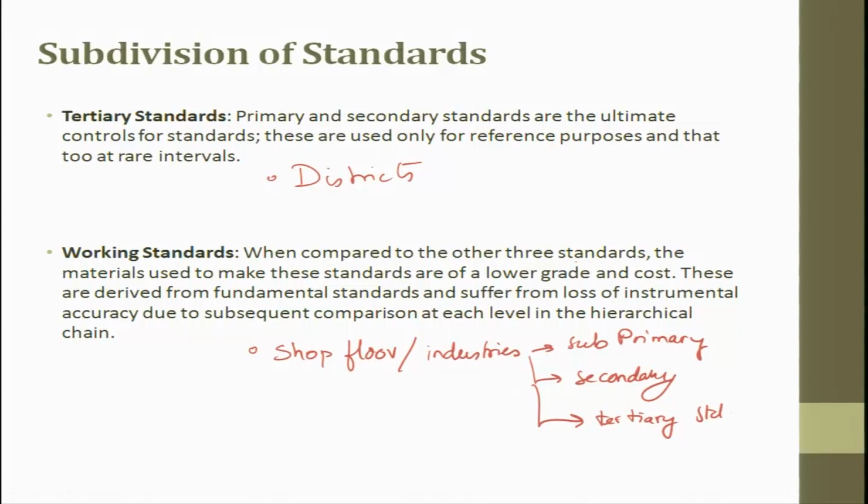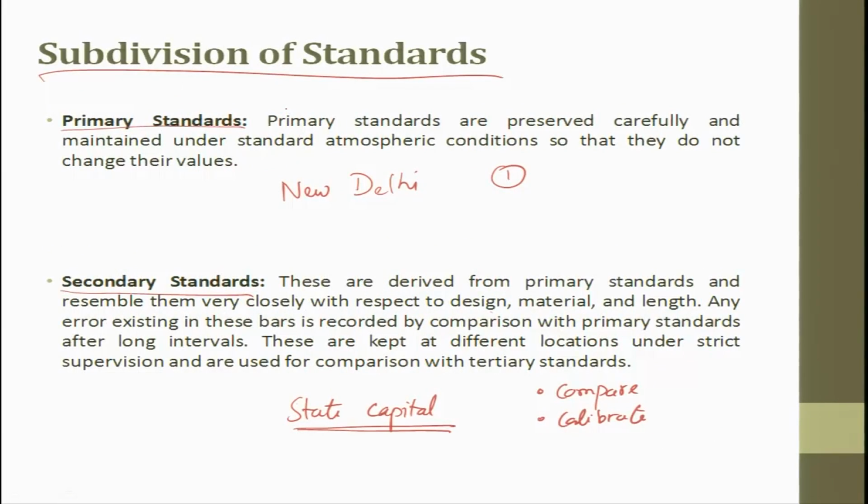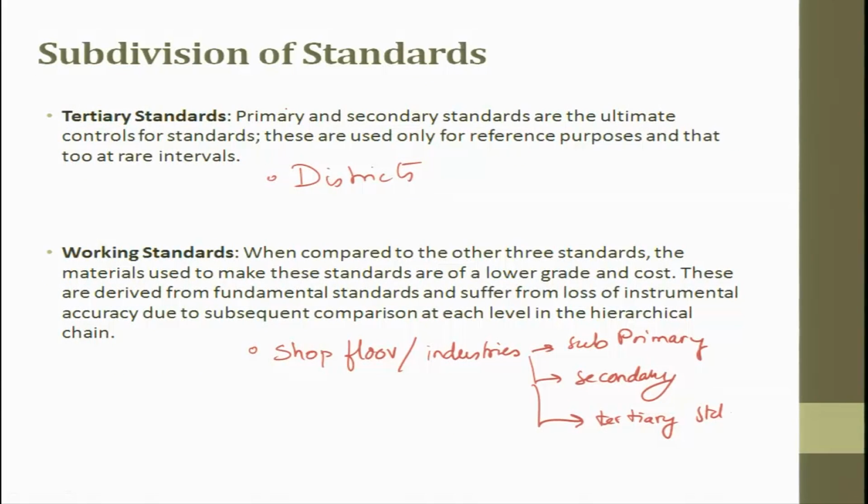When comparing with the other three standards, the materials used to make these standards are of lower grade and cost. They are derived from the fundamental standards and suffer from a loss of instrumental accuracy due to subsequent comparison at each level in the hierarchical chain. So, what we are trying to do is: from primary it goes to secondary, from secondary to ternary, from ternary to working standard.